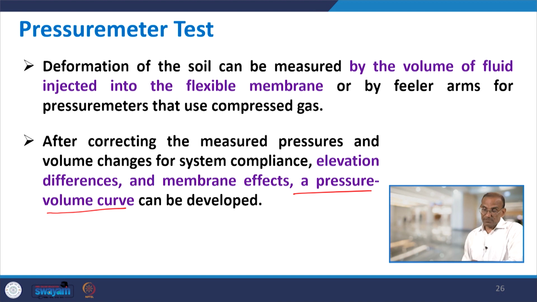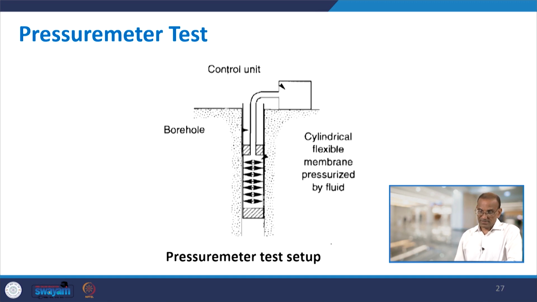To generate the pressure volume curve you need to apply corrections, and those corrections are related to system compliance, elevation differences and the membrane effects. This pressure meter test setup is given here. You have a control unit on the top, a borehole, and a cylindrical flexible membrane which is pressurized by the fluid. The volume is known, and the pressure which goes inside this borehole is also measured, and by these calculations we can calculate the properties of the material, because this is happening at high strain.